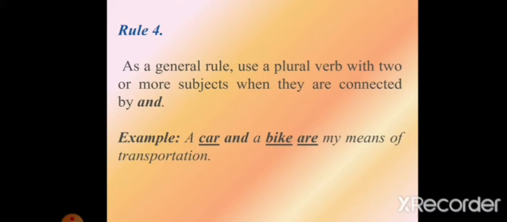So they are inclusive. A car and a bike. There are two things, two subjects. That's why we will use the helping verb in the plural sense. Do you see this? Are. So a car and a bike. Whenever one or two or more subjects are connected by and, you will use the plural form of the verb.